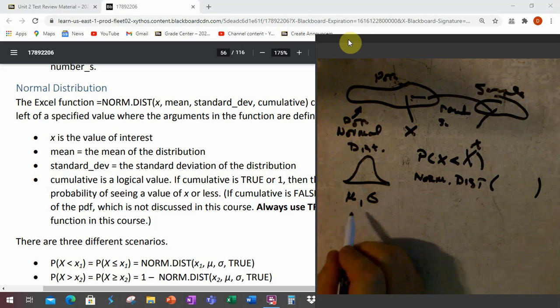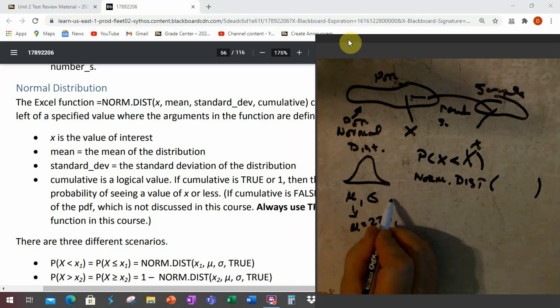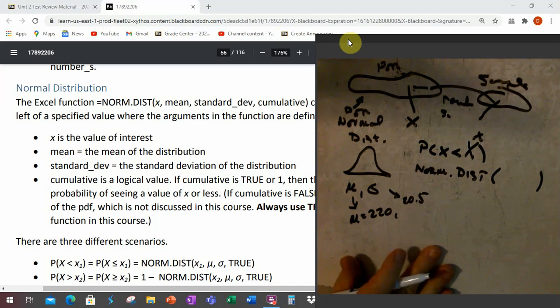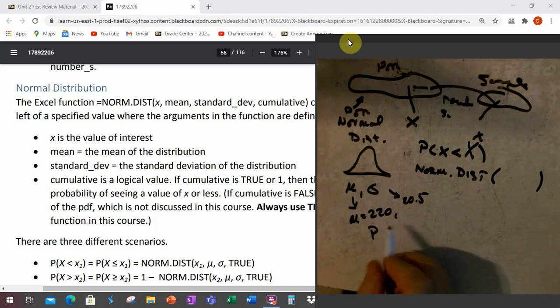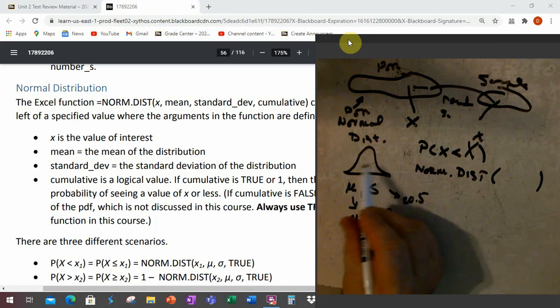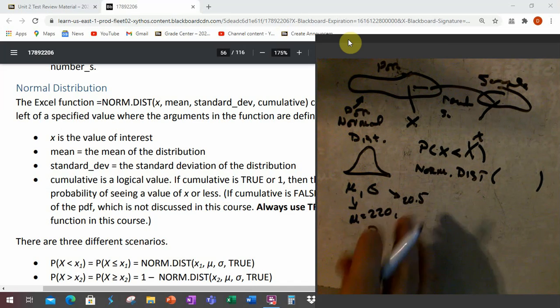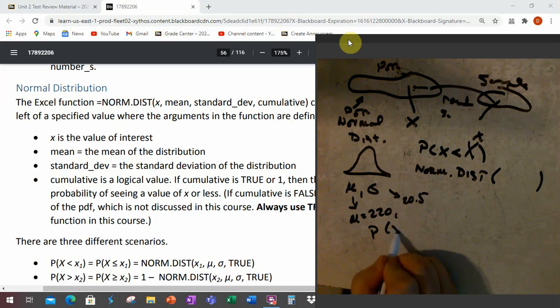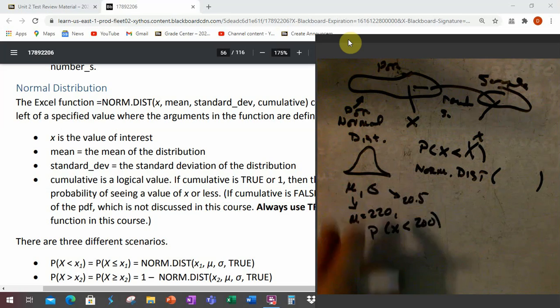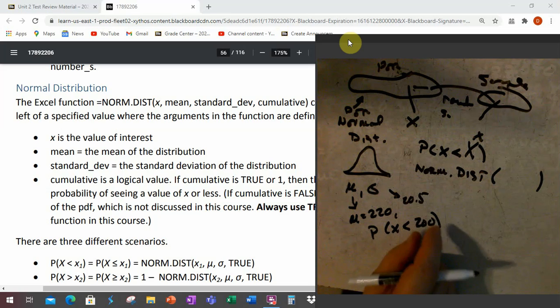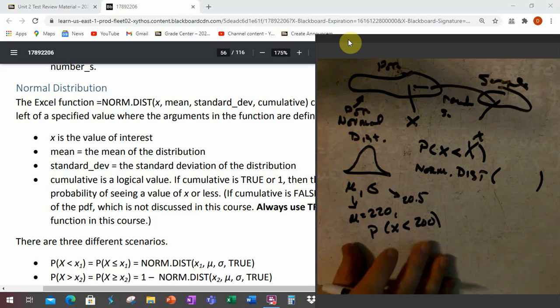So the probability, let's put this in perspective. Maybe the mean was 220. The standard deviation was 20.5. And you wanted to know, well, if I picked out some random individual, what would be that measurement? What would be the probability that measurement is less than 200? Okay. What percentage of the population would have a measurement less than 200? The very same.